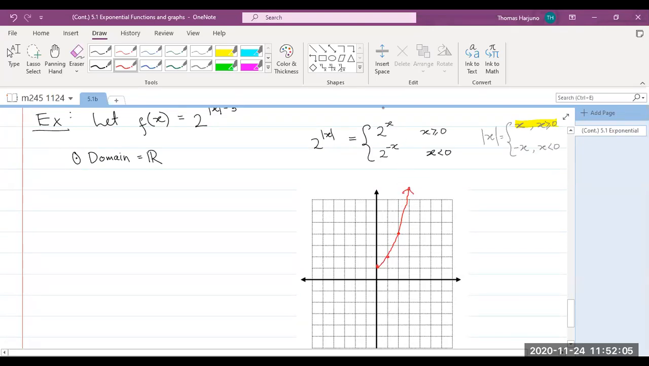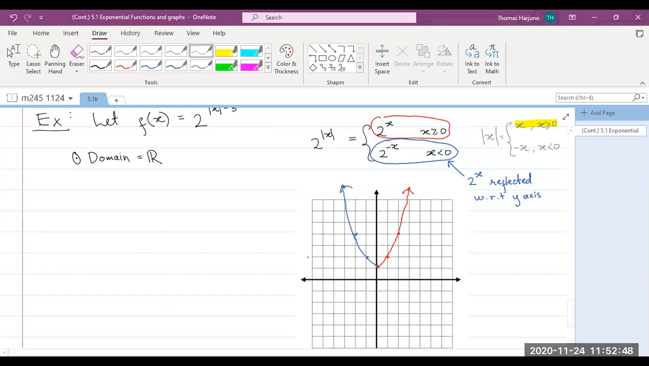Now, what happened to 2 to the negative x? If you think about it, 2 to the negative x is 2 to the x reflected with respect to the y-axis. You replace x by negative x, reflected with respect to the y-axis. Now you already have 2 to the x here, so you can just go on. That's the graph of 2 to the negative x.